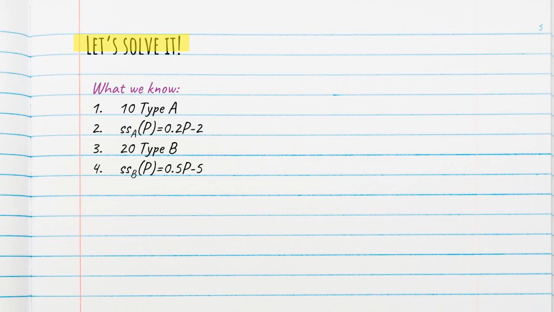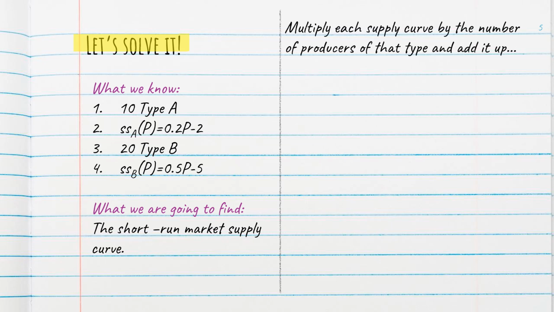Okay, it's time for us to solve this question. Here's what we know. We have 10 type A producers and their supply curve is 0.2p minus 2. We have 20 type B producers and their supply curve is 0.5p minus 5. We are trying to find the short run market supply curve. All we need to do is multiply each supply curve by the number of producers of that type and add it up. So from a starting point, we're saying that the market supply curve, which I'm going to use a capital S to represent, is equal to 10 times type A's supply curve plus 20 times type B's supply curve.